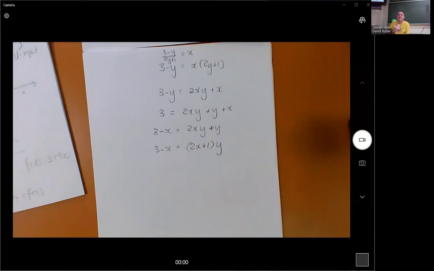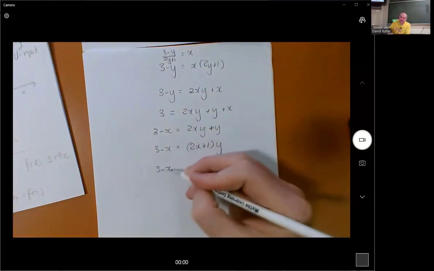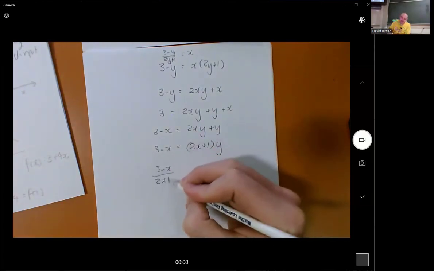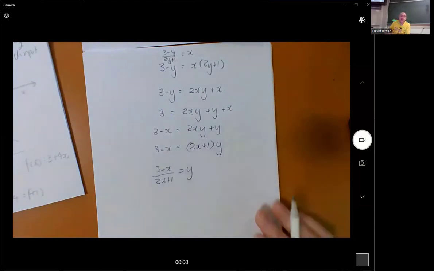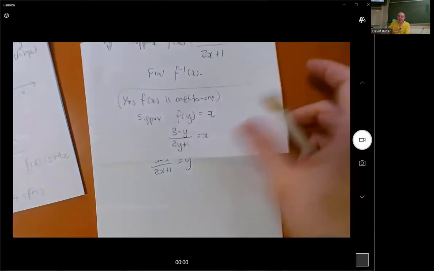It's the same. Oh, I did not expect that to happen at all. Sorry about that. And then I'll divide by this. And that's the answer, that's the y that would have been needed to produce the answer x.